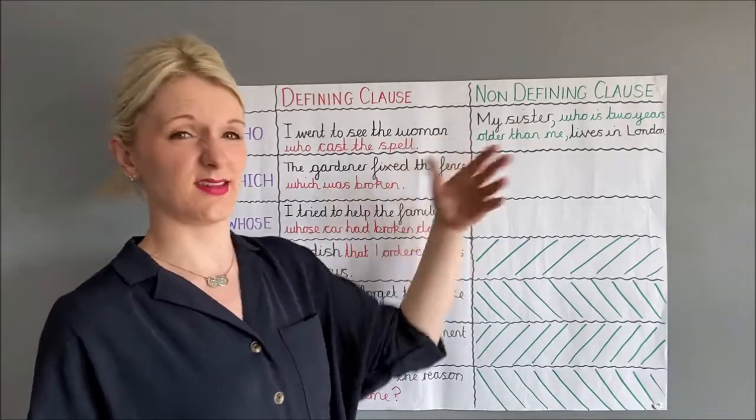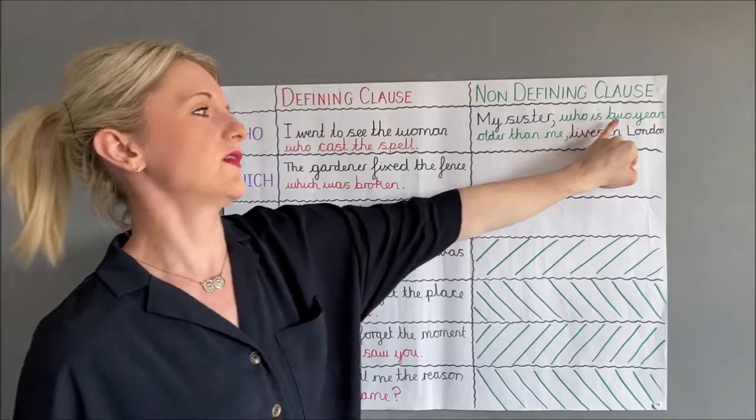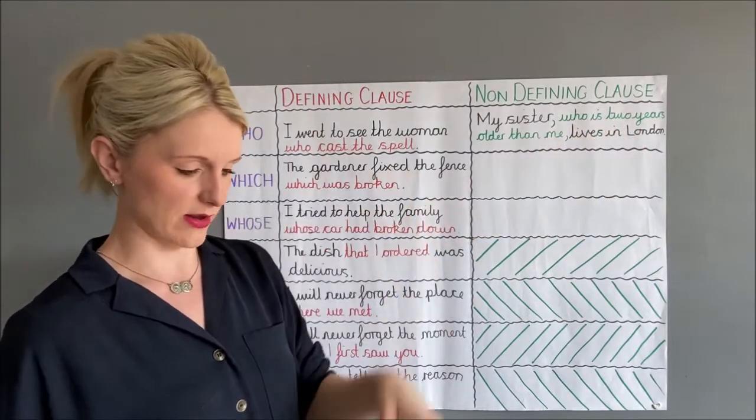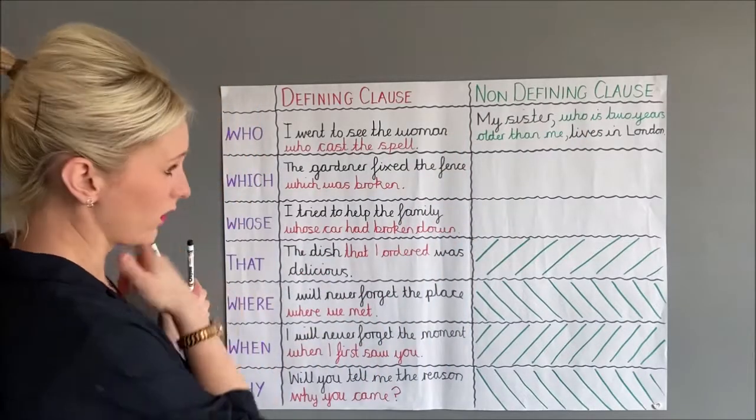It would still make sense. My sister lives in London. You would know exactly who I was talking about, but I've just told you something additional about her, some extra info. So it goes in commas that time. It's a non-defining relative clause.